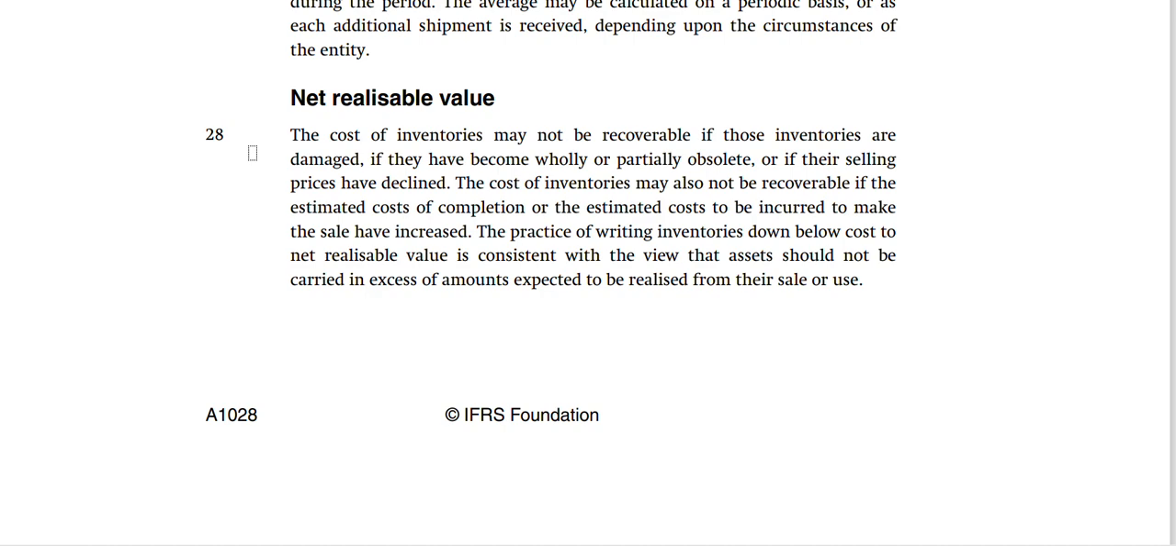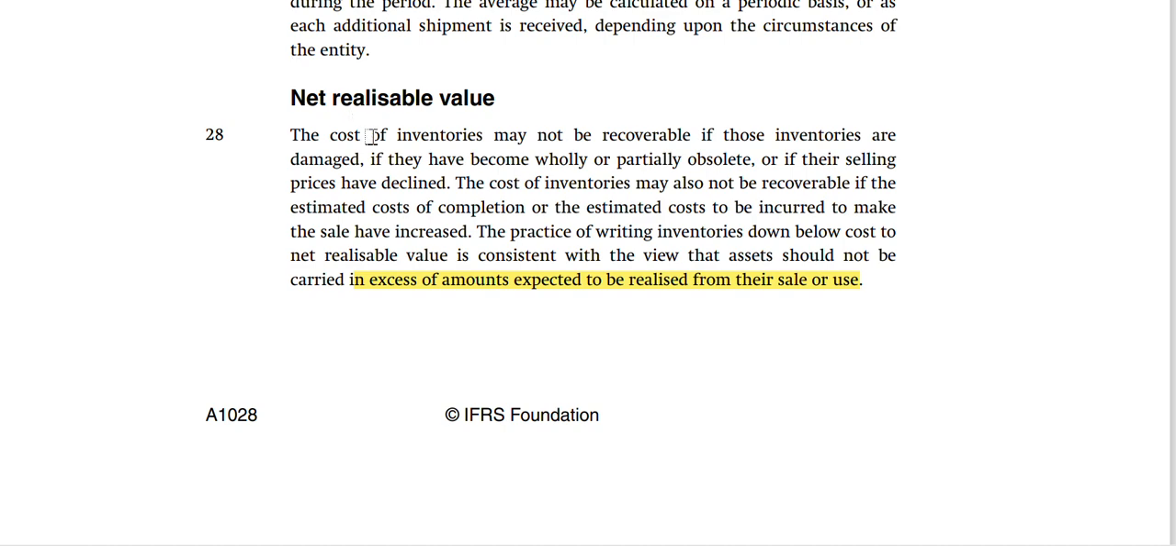Then paragraph 28 is about net realizable value. The cost of inventory may not be recoverable if those inventories are damaged, if they have become wholly or partially obsolete, or if their selling price has declined. The cost of inventory may also not be recoverable if the estimated cost of completion or the estimated cost to be incurred to make the sale has increased. The practice of writing inventories down below cost to net realizable value is consistent with the view that assets should not be carried in excess of the amount expected to be realizable from their sale or use.